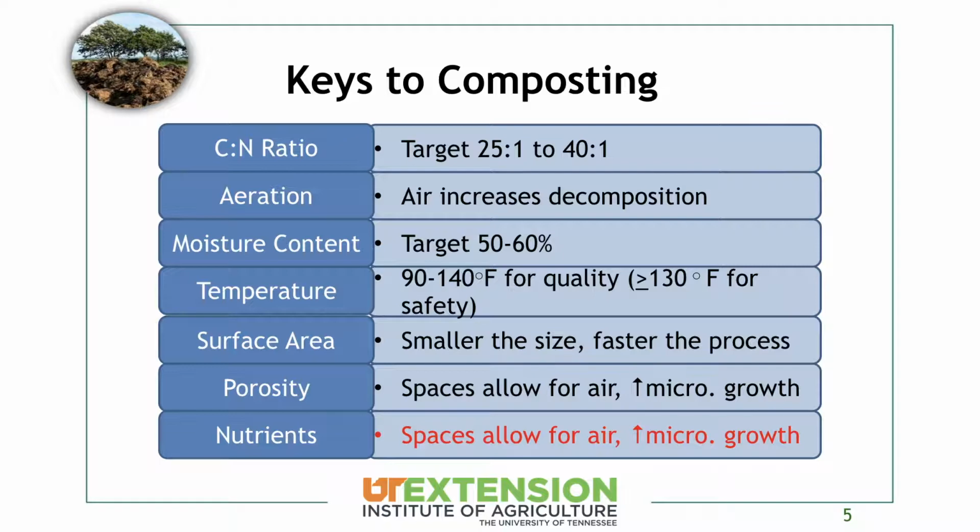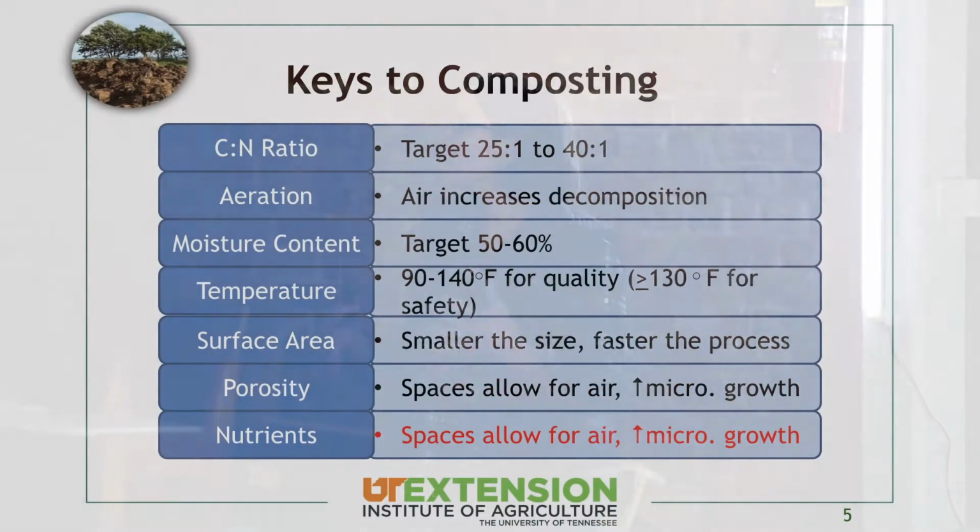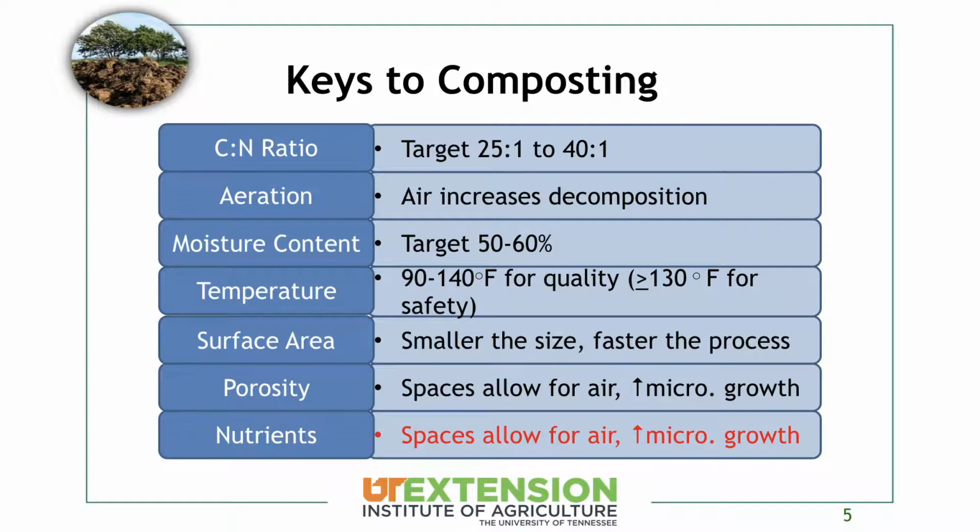And then the temperature: 90 to 140 degrees for quality, but for food safety, we're targeting above 131 degrees. And then the surface area. The smaller the size of your pile, of course, the faster that process is going to be. And then porosity. That space is going to allow for the airflow to go through and increase microbial growth.